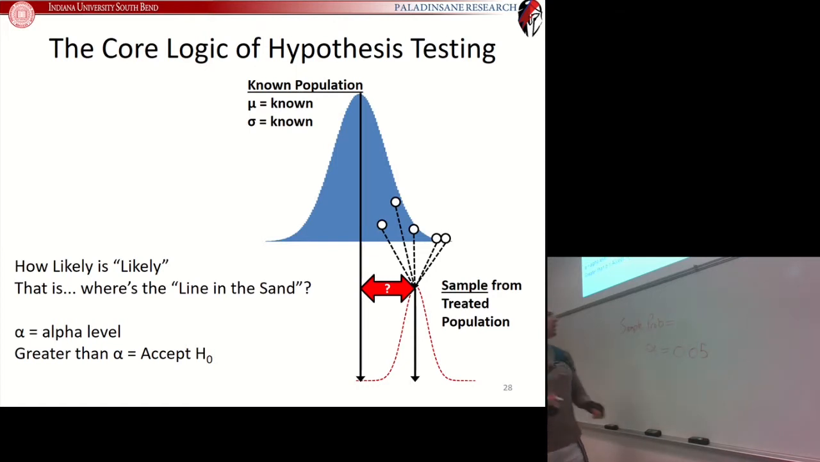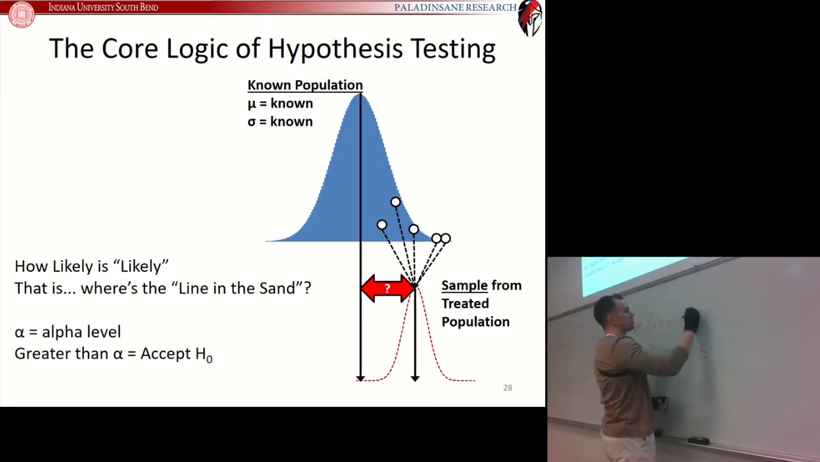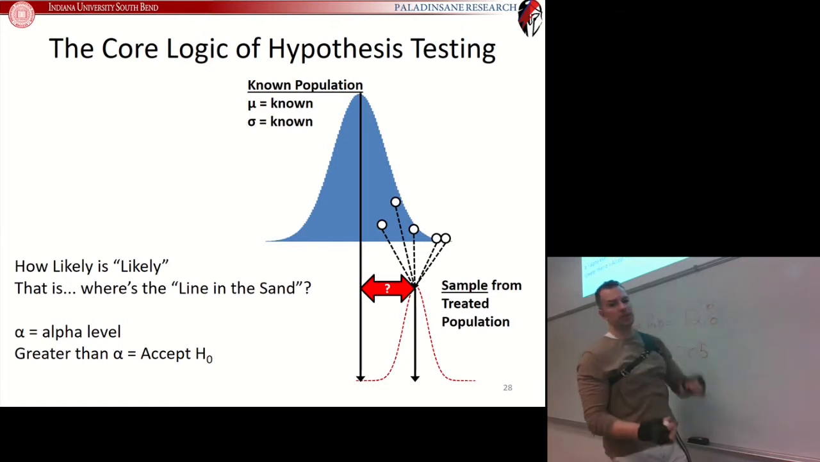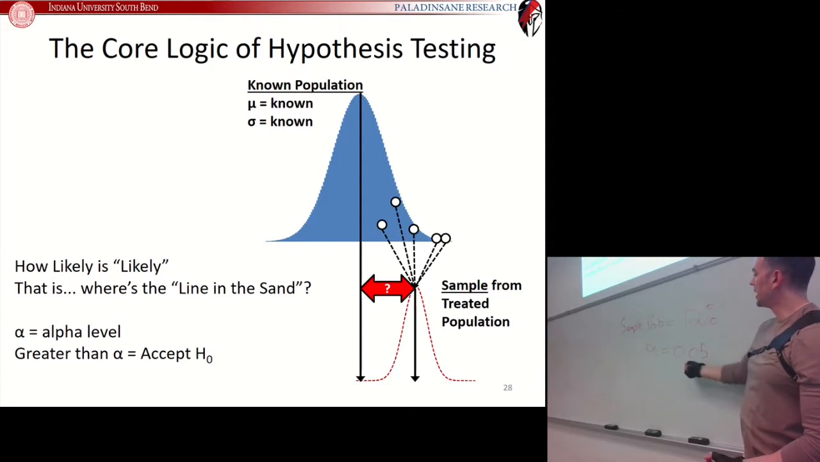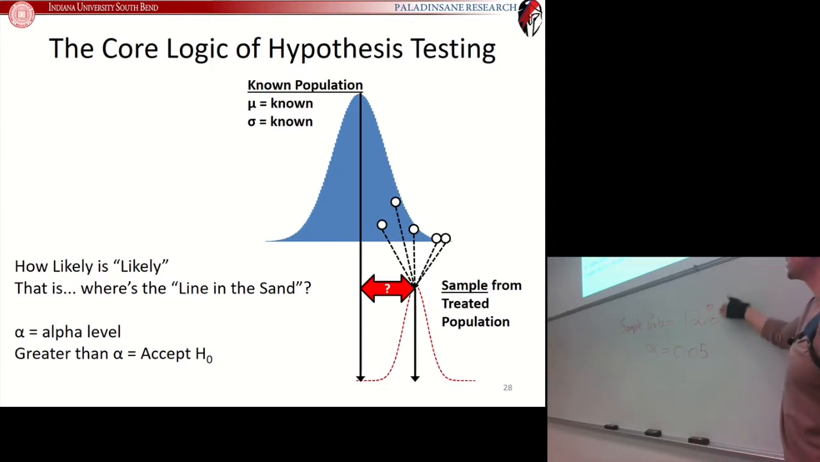If the probability of getting a sample this extreme is 12%, right? If 12% of the time that you took a sample from this known population, you would get a sample this extreme, well then our sample probability is greater than our alpha, and we accept the null hypothesis. We say, look, there's a 12% chance that our sample actually did come from this known population. So we're going to say that our treatment does nothing. All right, so that's the one side of the line in the sand.